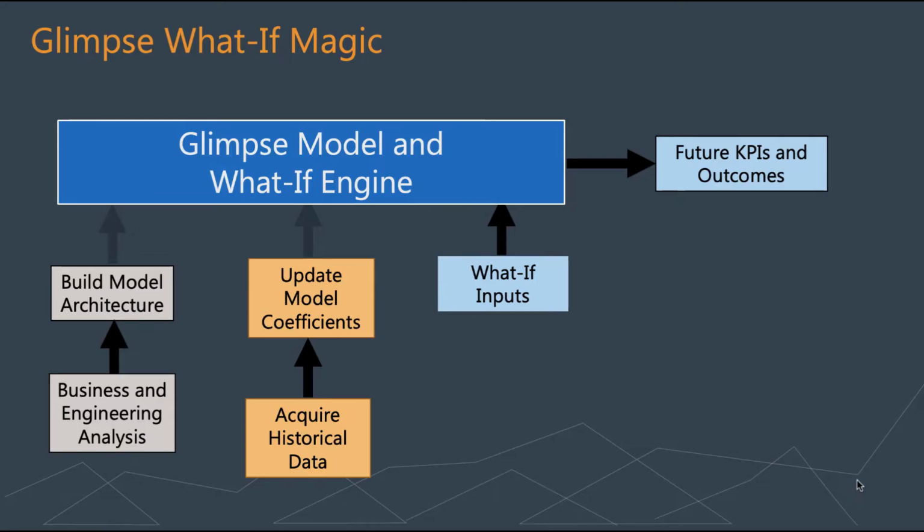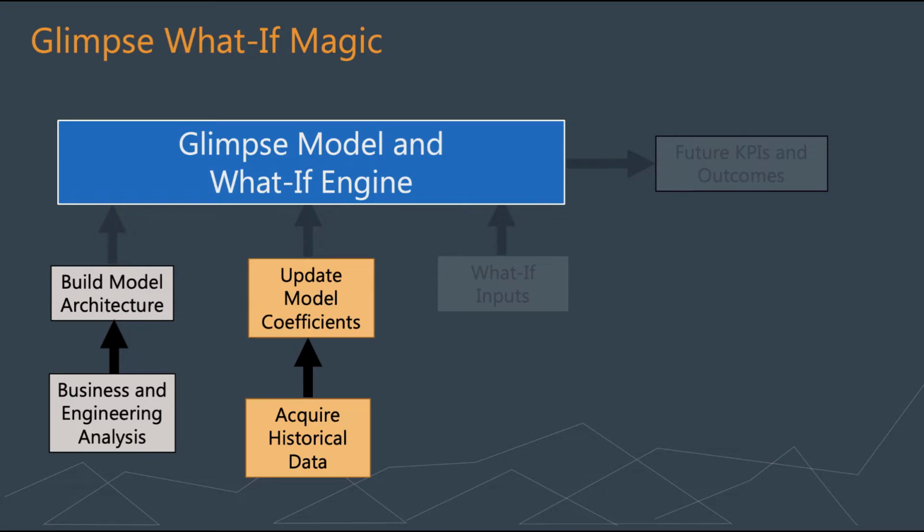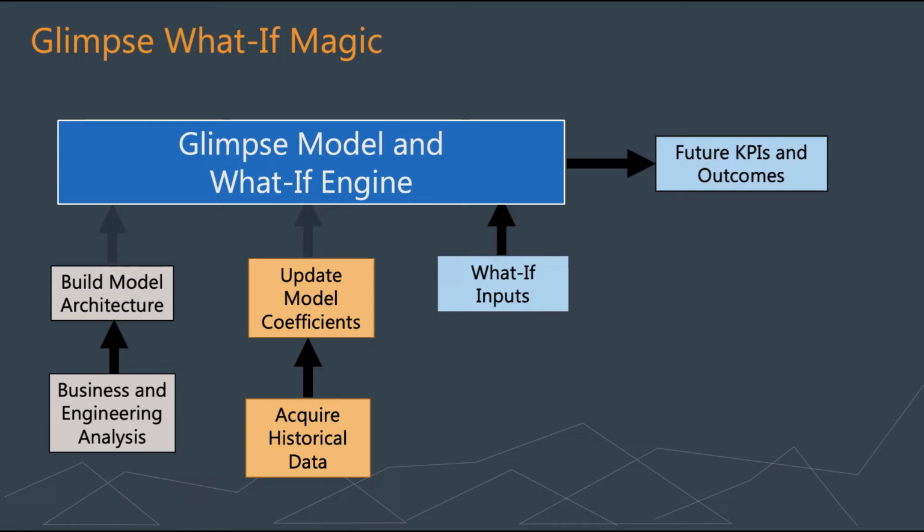The magic in Glimpse is a unique design that enables learning from today's data to drive what-if analysis for tomorrow's forecast. Engineers use an agile analysis process to identify data flows and common business objects. From this, engineers assemble and test a powerful Glimpse model. In operation, Glimpse uses acquired data to adjust model coefficients. The Glimpse model then predicts future outcomes for a variety of scenarios defined by what-if inputs.